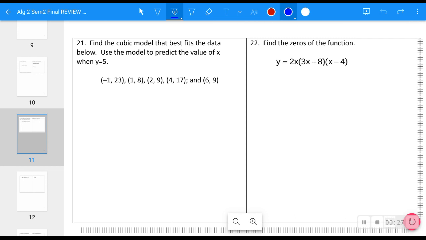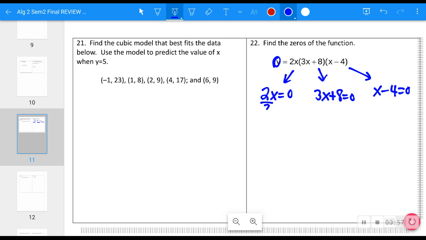Okay, number 22, find the zeros of the function. What they're talking about here is the values of x that make the y turn into 0. And since we have it factored already, all we have to do is very simple. We set all three factors equal to 0. And these are actually very easy to solve.